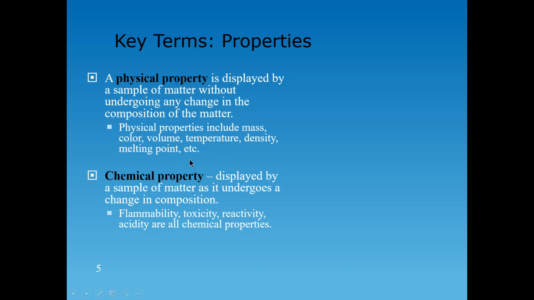And then we have chemical properties, which are properties that, when observed, involve the substance undergoing a chemical change, or a change in composition. Some examples of these would be flammability, toxicity, reactivity, acidity, and there are others as well we can talk about. These are all examples of chemical properties.